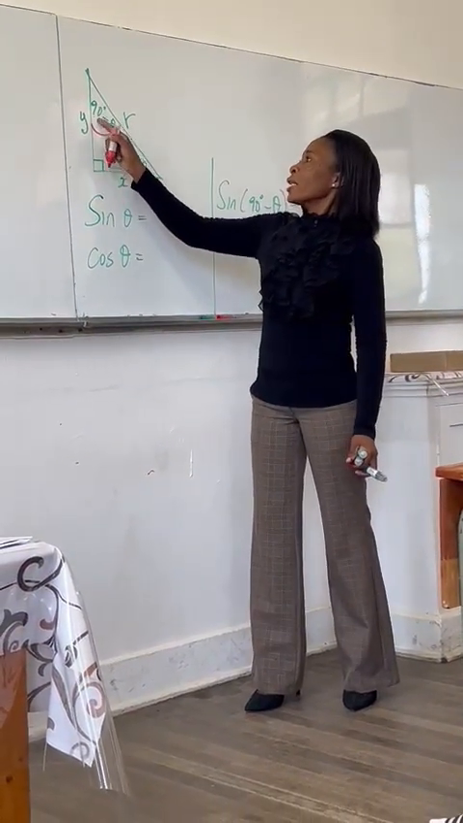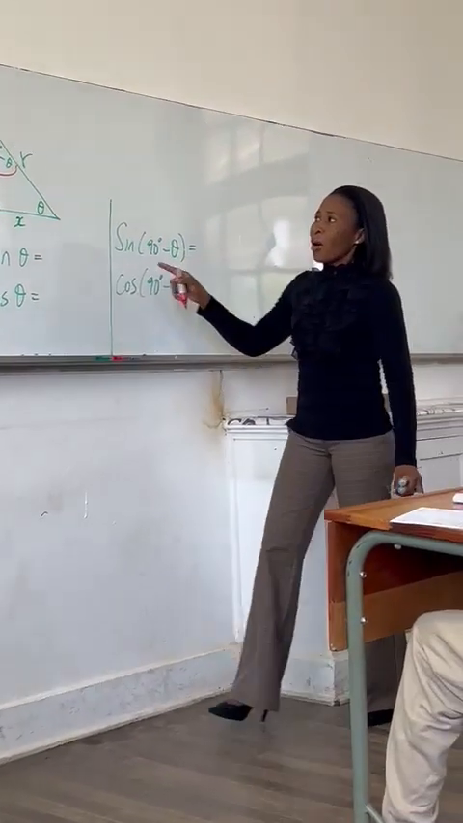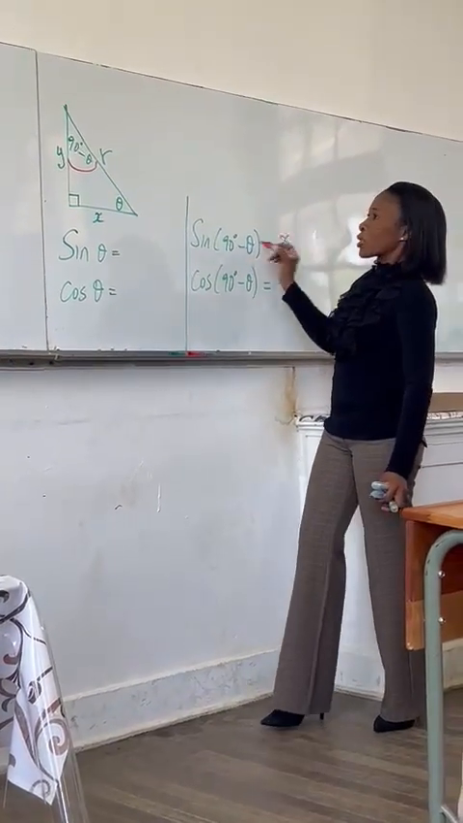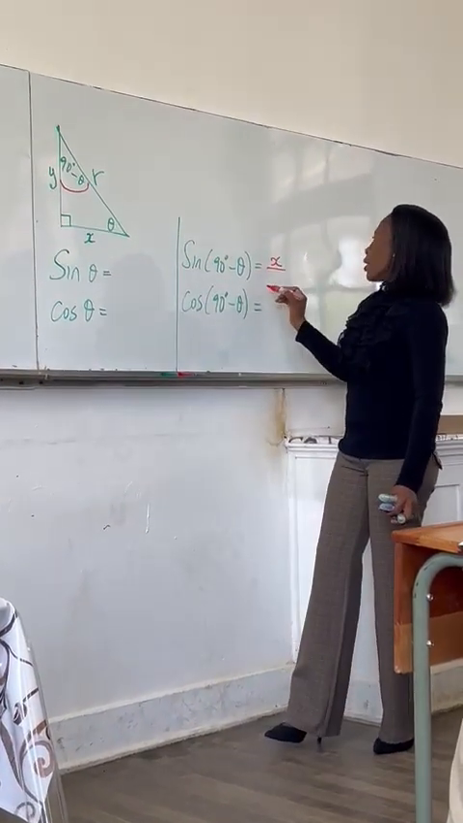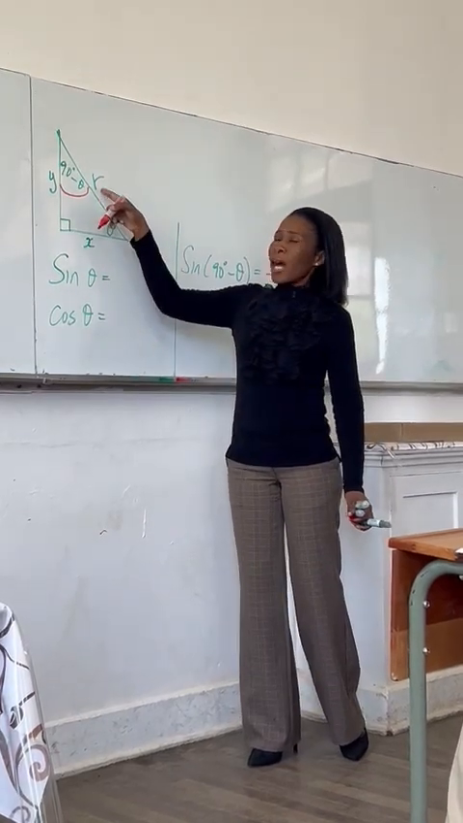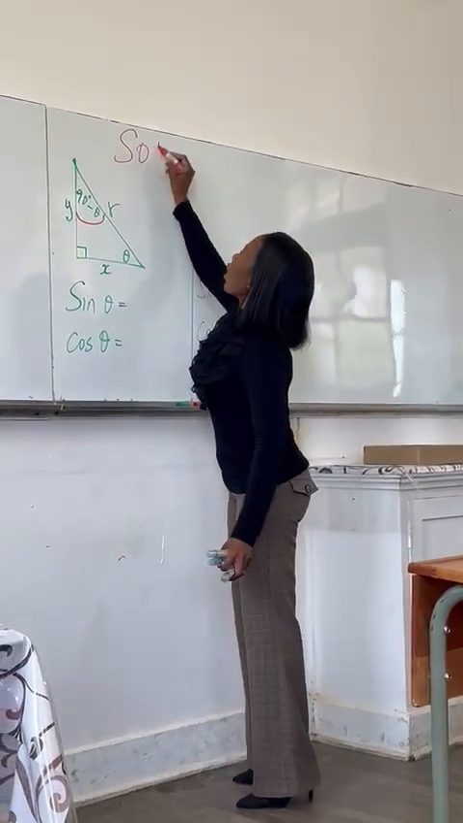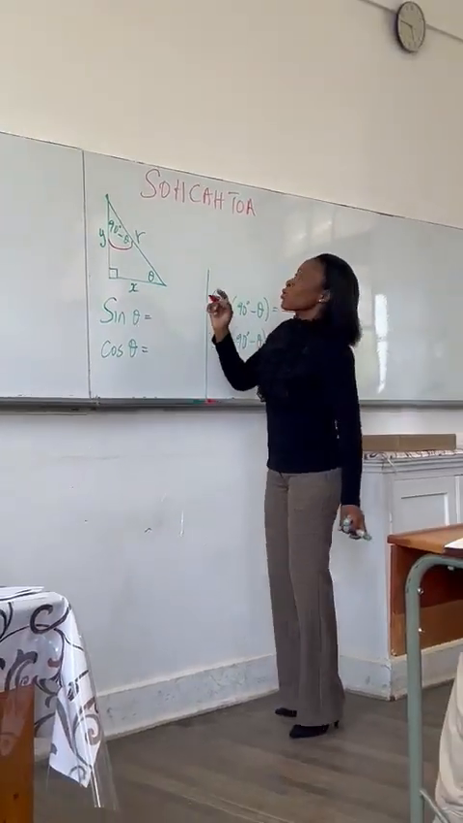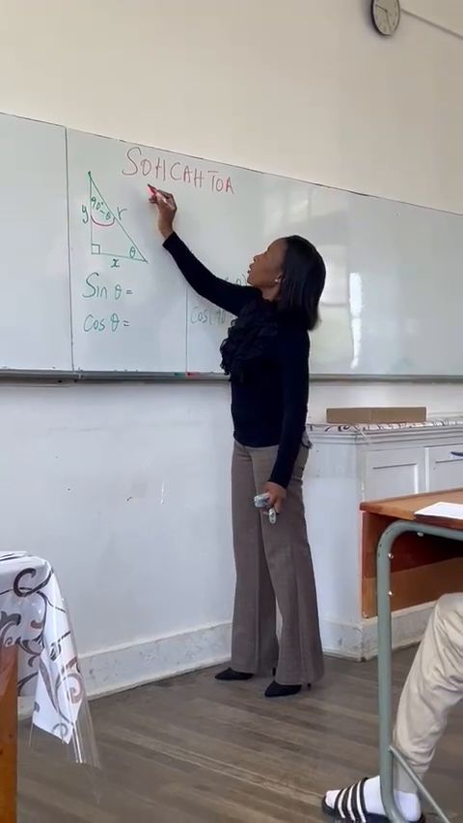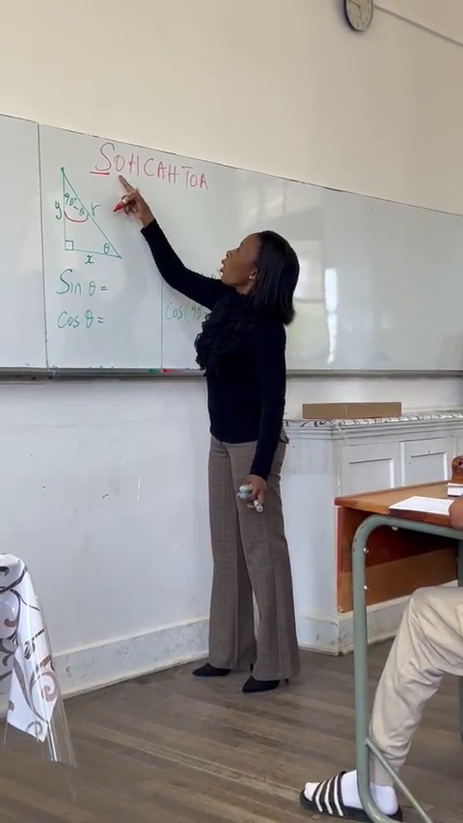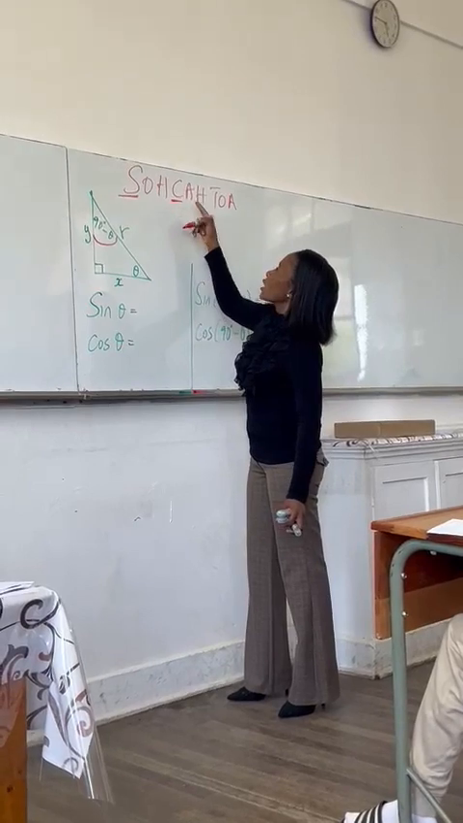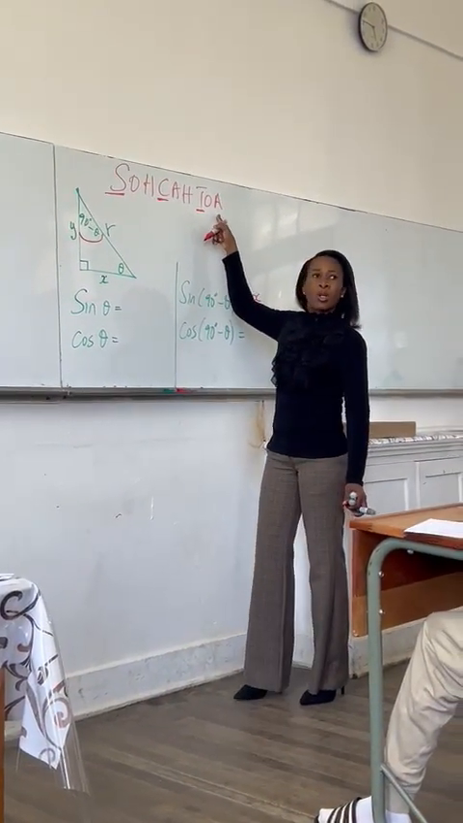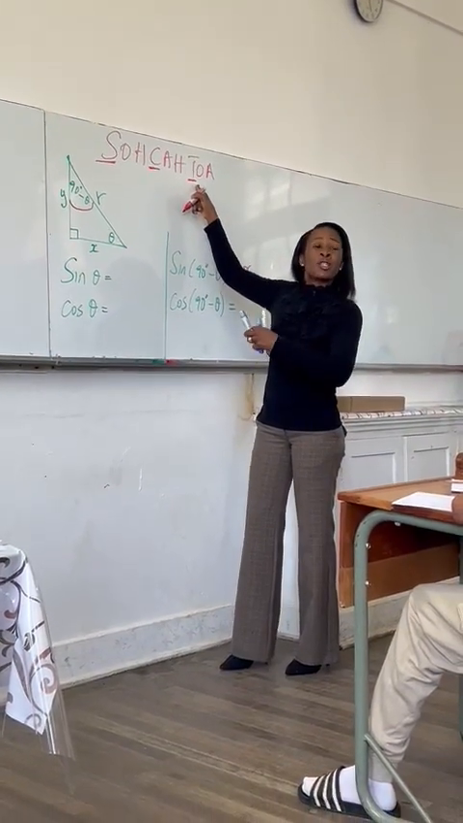When I say sine of 90 degrees minus theta, what is the answer? X, which is opposite, over R. Why? SOHCAHTOA. In the camps we say sinoko satana. So sine is opposite over hypotenuse, cos adjacent over hypotenuse, tan opposite over adjacent. I don't need to waste time here because you learned this from grade 10.